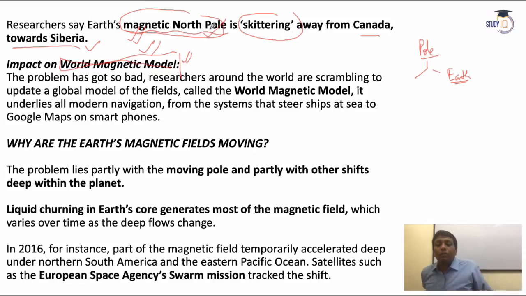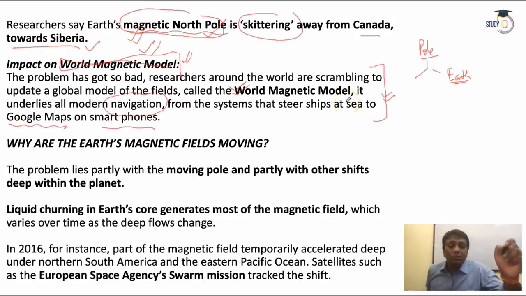Fine. So when the World Magnetic Model does not work properly due to changes of the magnetic north pole, ultimately the navigation systems we are using, even the Google Maps we use on the smartphone, will not give you good predictions on the basis of location and time accuracy. So that will have errors and problems. That is the main impact related to the World Magnetic Model.